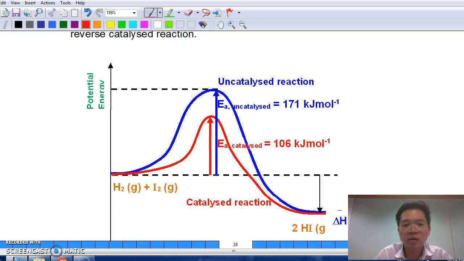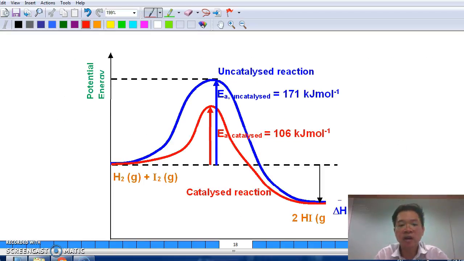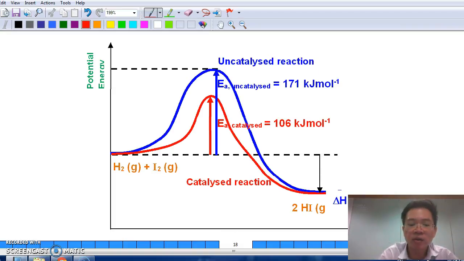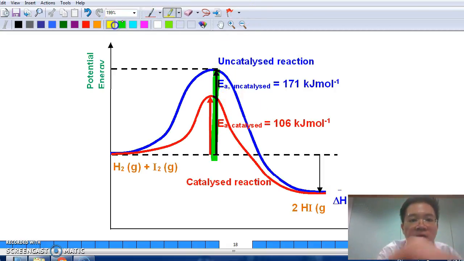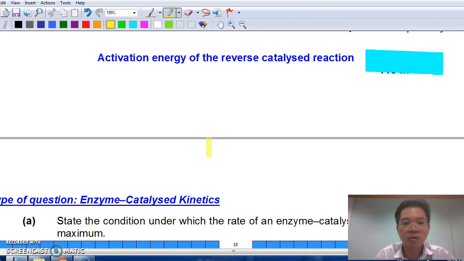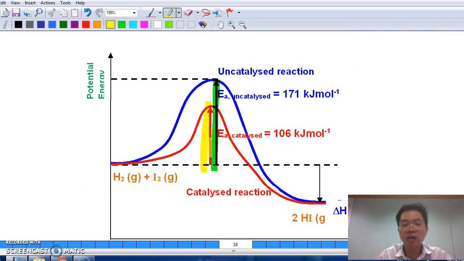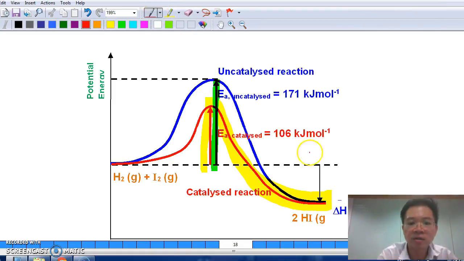The last part, drawing an energy profile diagram for catalyzed and uncatalyzed reaction. I think it's straightforward. For uncatalyzed reaction, EA is higher. As you can see here, EA is higher. For catalyzed reaction, EA is lower. And the last part, they ask you what is the activation energy for the reverse reaction for the catalyzed reaction. If we go backwards, the red color line, the EA is here.